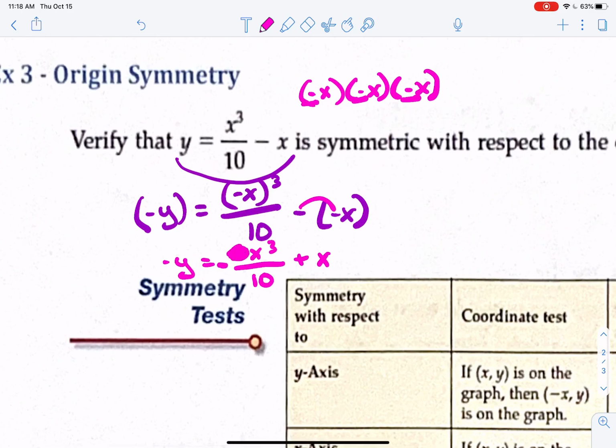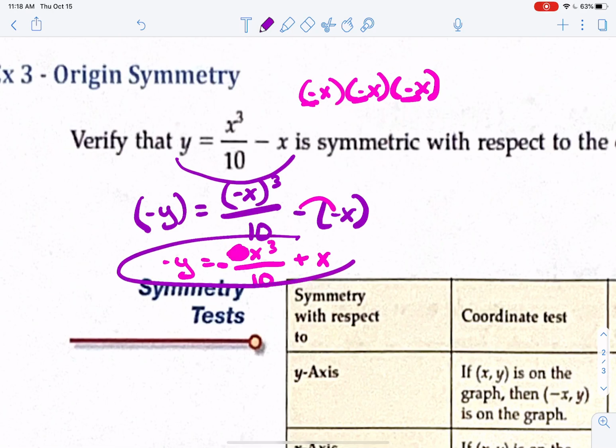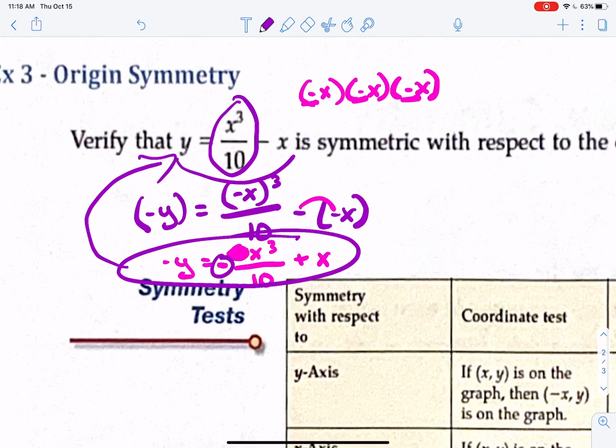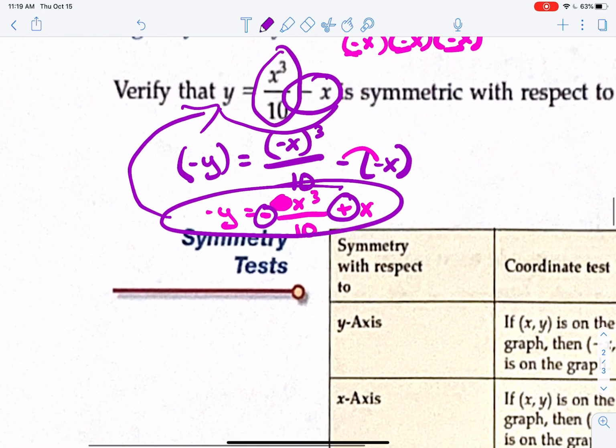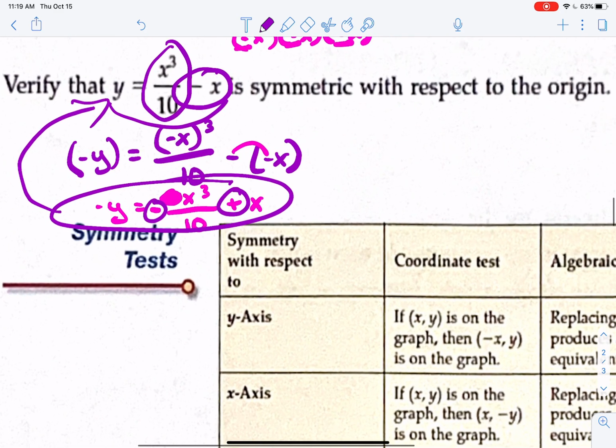So I have negative x to the 3rd power over 10. And then what I do is I look at that thing and I say, okay, is this the same thing as what I had to start with? Well, not really, because the y is now negative, and this x to the 3rd over 10 is now negative, and this negative x is now positive. So that's not the same thing. So it's not symmetric with respect to the origin, except I'm going to rewrite this guy.